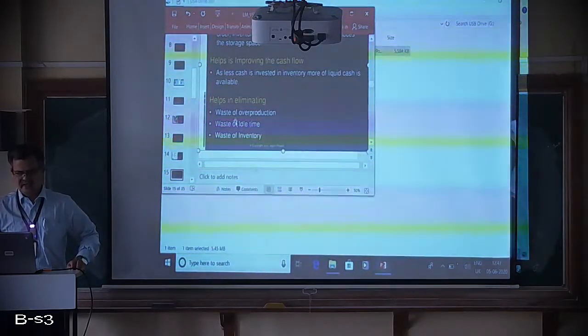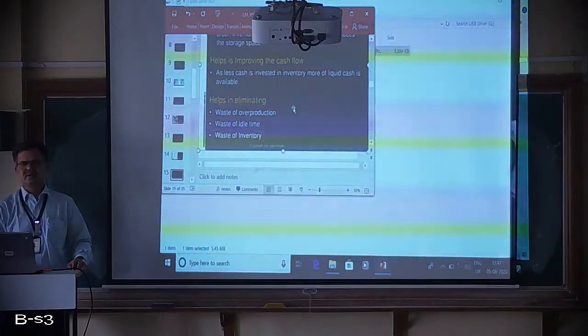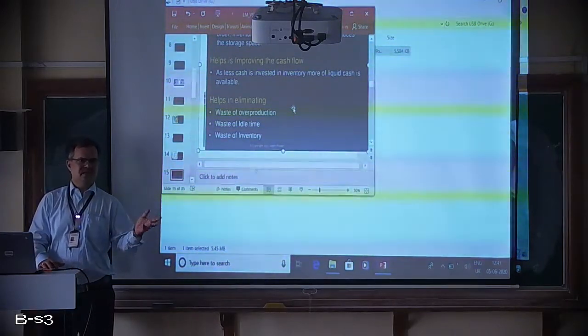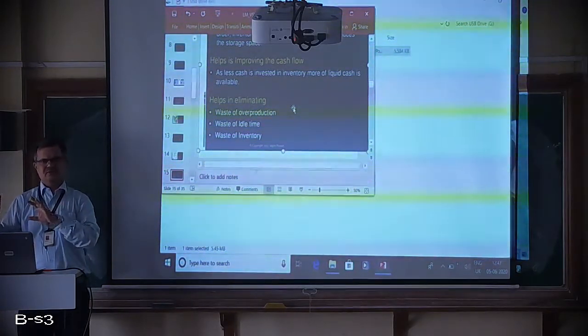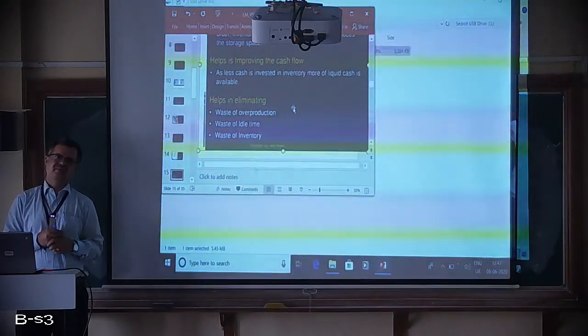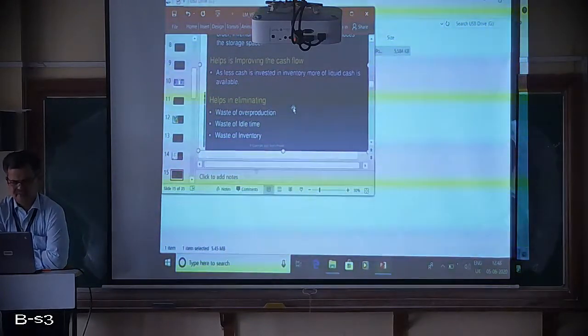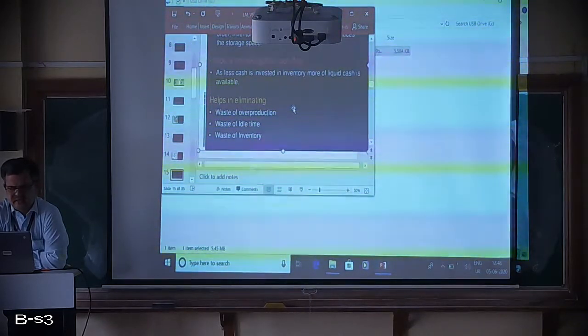And waste of idle time. There is no idle time here, because there is a demand, they won't stop any machines, since they are trying to satisfy the customer demand. Certainly no worker or machine will stand idle, because they have to keep processing continuously. And waste of inventory: you can eliminate it also, because with zero inventory there is no wastage. So this is how just in time helps in eliminating overproduction, idle time, as well as inventory.